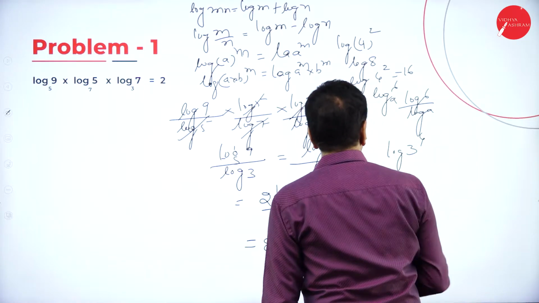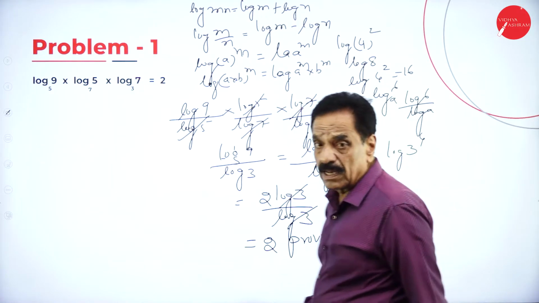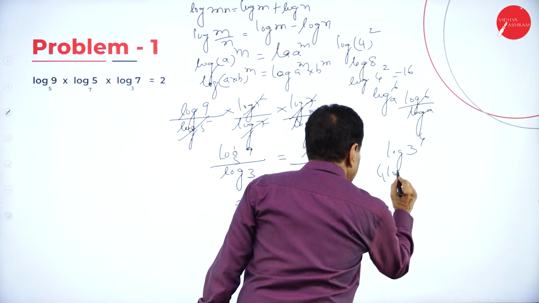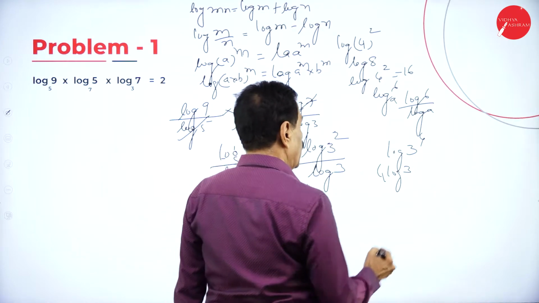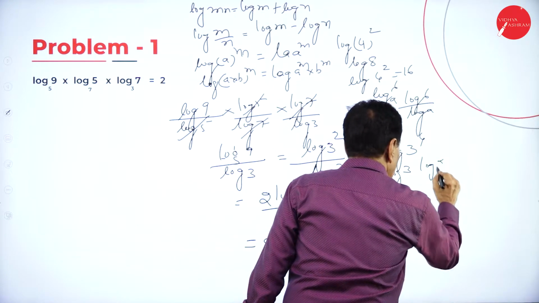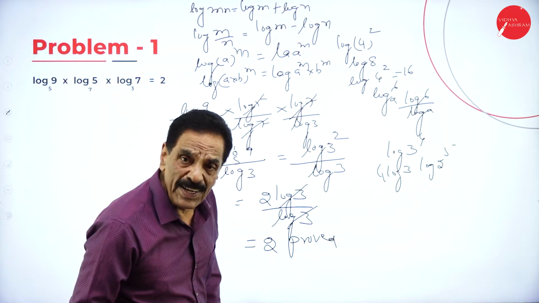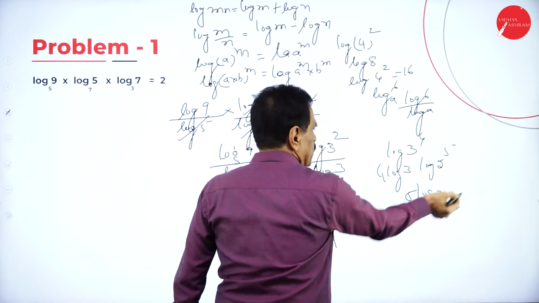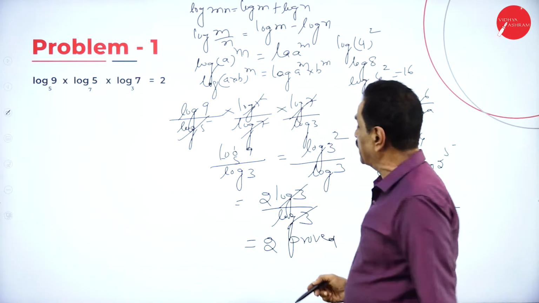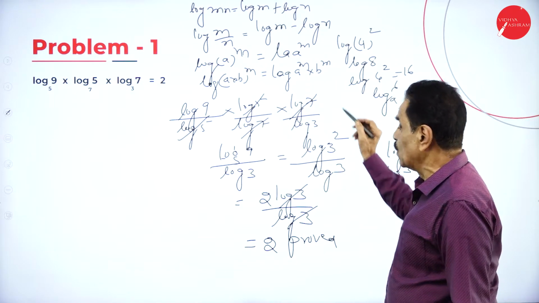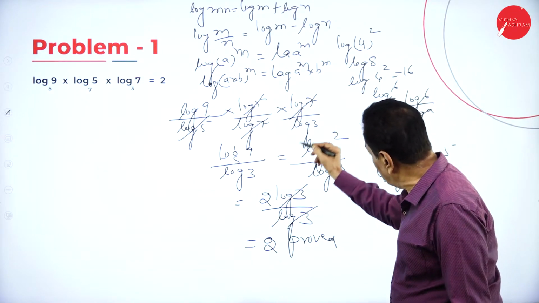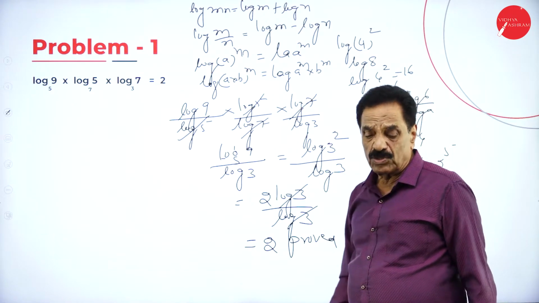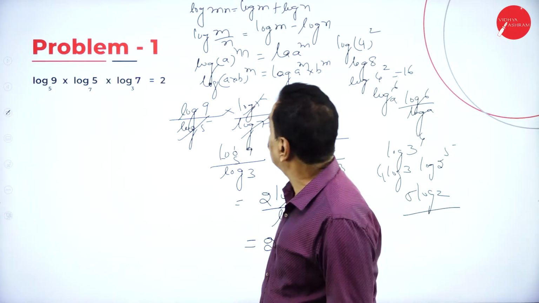See that? Log 3 to the power of 4 can be written as 4 log 3. Then log 2 to the power of 5, how to write? 5 log 2. So likewise you can write like this. Log 9 can be written as log 3 square. Log 3 square is 2 log 3 divided by log 3. Log 3 cancelled out. It is 2. We'll move on to the next problem now.